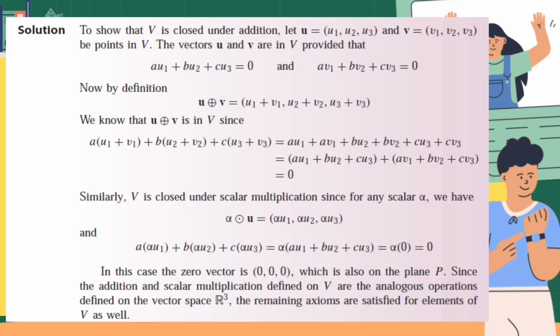Why is it equal to 0? Because the value of the first group, from the given, is equal to 0, and the second group is also equal to 0. So 0 plus 0 is equal to 0.